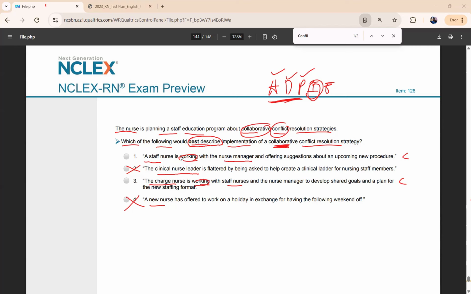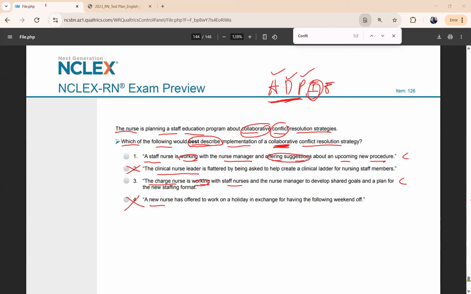So the staff nurse is working with the nurse manager and offering suggestions about an upcoming new procedure. Right. The staff nurse is working and offering. So I feel like the staff nurse is only offering, and maybe the two of them are not bringing the suggestions together. Because I feel like maybe the staff nurse should bring suggestions, and then the nurse manager as well should bring their own suggestions. Let's see number 3 first.